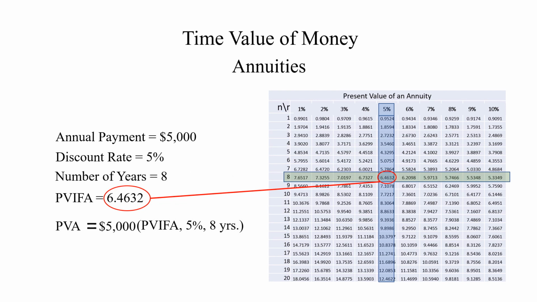Then, when we plug that value into our template, we see that the present value of the sum of those payments, the $5,000 per year for 8 years, which of course is $40,000 received in total, discounted at the anticipated rate of inflation, is $32,316.